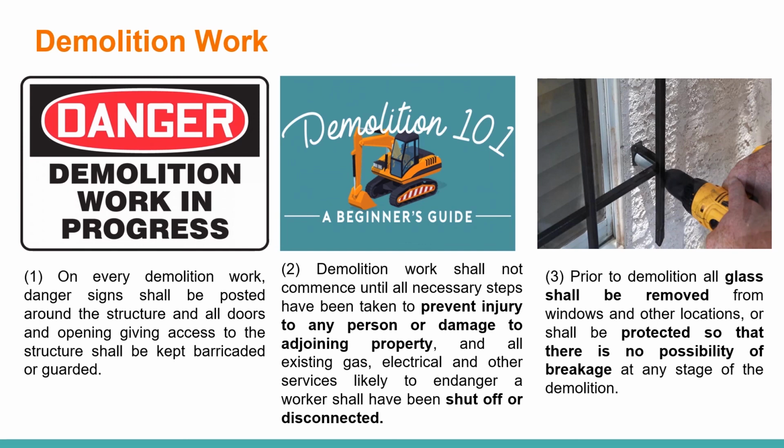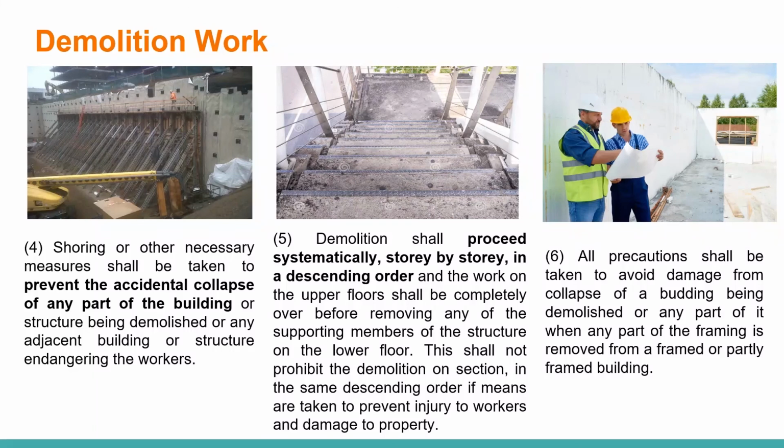Third, prior to demolition, all glass shall be removed from windows or other locations, or shall be protected so that there is no possibility of breakage at any stage of the demolition. Fourth, any other necessary measures shall be taken to prevent the accidental collapse of any part of the building or structure being demolished, or any adjacent building or structures, endangering the workers.